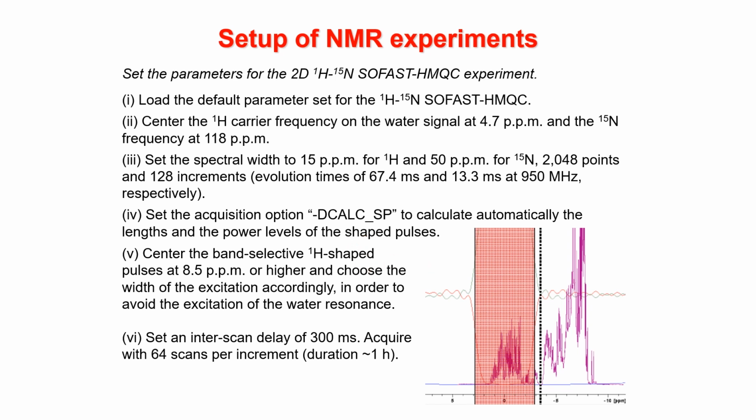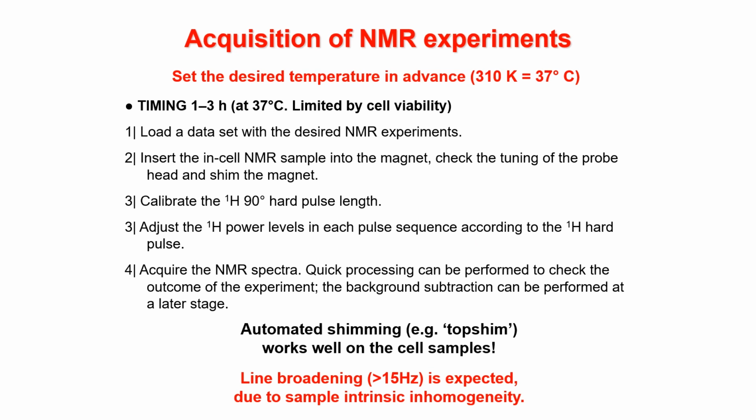excitation window. This is important to set properly so that you avoid exciting the water resonance. If this pulse is too wide, then you will start to excite the water, and you will cancel the positive effects of using a band selective pulse for this type of sequence. Then I set an interscan delay of 300 milliseconds, which is much shorter than the usual 1 second delay. Now we have set up all the experiments. We set the desired temperature of the NMR spectrometer, which in my case is normally 37 degrees.